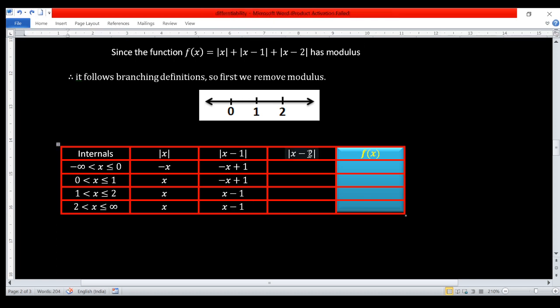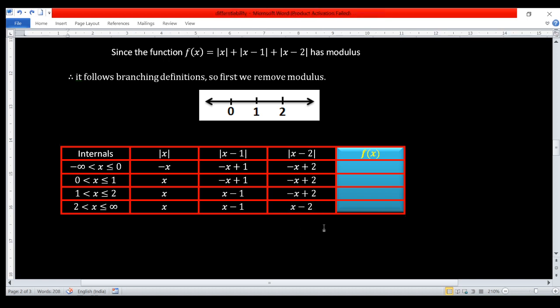Now we'll go to x minus 2. In the first interval x is negative, so x minus 2 is also negative. So multiply by minus: minus x plus 2. For 0 to 1, of course, we take 0.5 again. 0.5 minus 2 is negative, so multiply by minus. For 1 to 2, 1.5 minus 2 is minus 0.5, again negative. Last, 2 to infinity, we can take at least 3. 3 minus 2 is positive, so x minus 2.